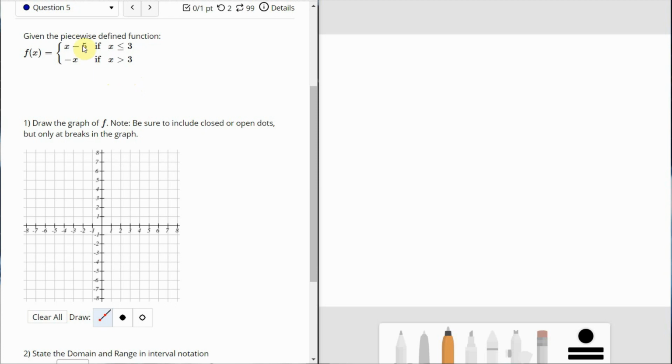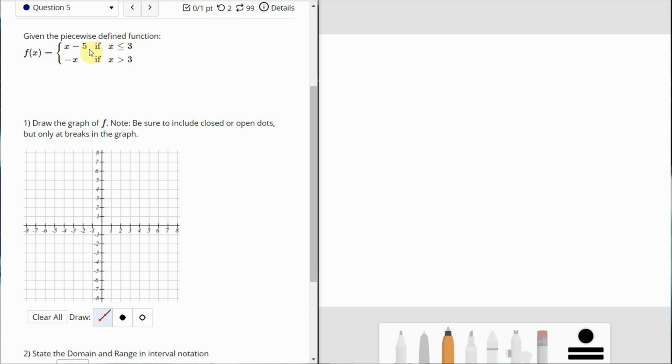My function uses x minus 5 if x is less than or equal to 3, and negative x if x is greater than 3. This means that it switches from the top expression to the bottom expression when x equals 3. The first step will be to find out what each expression equals when x equals 3.